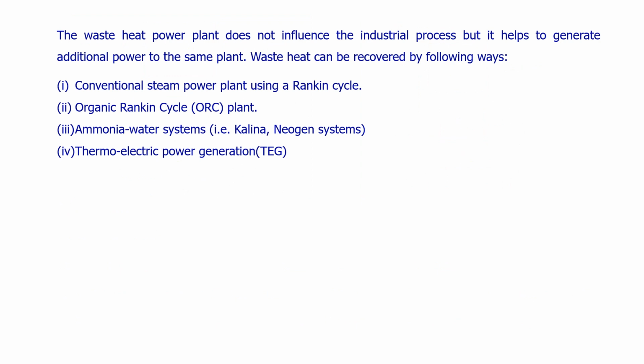Conventionally, the waste heat does not influence the industrial process, but it helps to generate additional power in the same power plant. Waste heat can be recovered in the following ways: conventional steam power plant using the Rankine cycle, organic Rankine cycle, ammonia water systems, and thermoelectric power generation. In the next video, we are going to discuss these four systems and how we can recover the heat. This is a short video in which we have discussed the basic principles of waste heat recovery, or residual heat recovery.